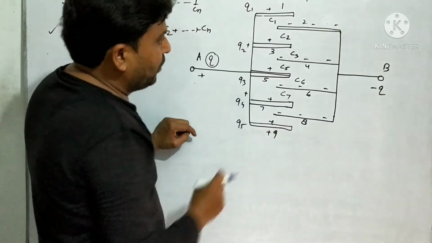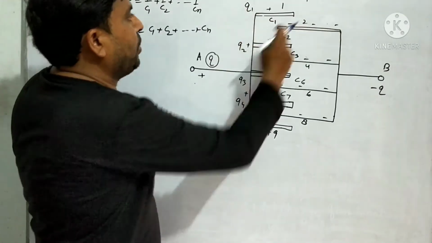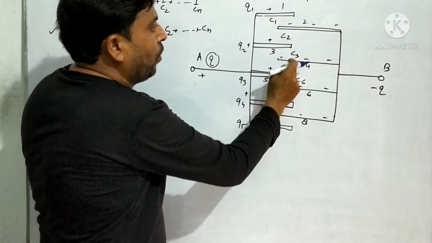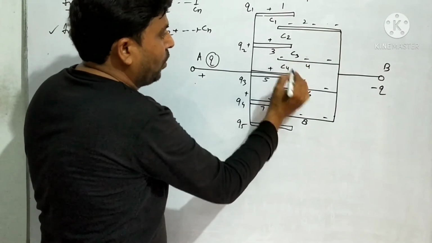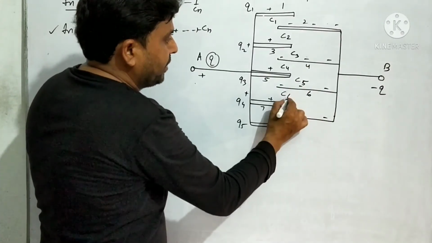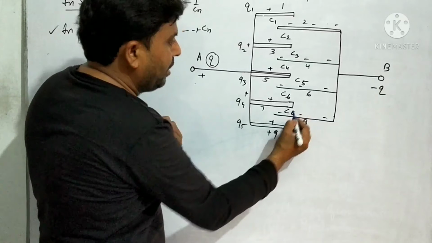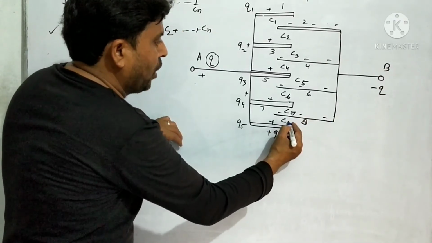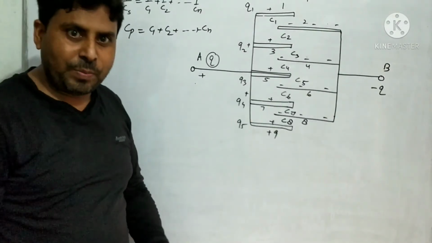Seventh plate, eighth plate, sorry. Plates 1 and 2 form C1, 2 and 3 form C2, 3 and 4 form C3, then C4, C5, C6, C7, and C8. So there are 8 capacitors.